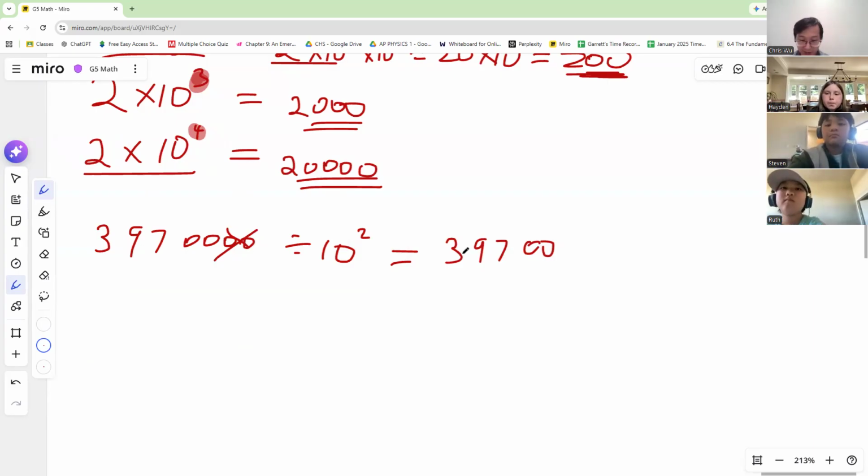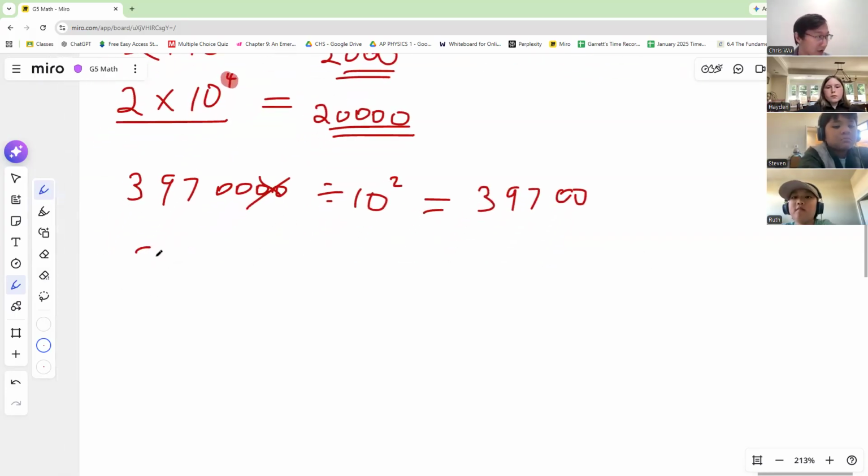Okay, so now we're gonna make things slightly more challenging. What if I have decimals? What if I have numbers that are not very nice looking? So let's see here. What if I have 3.14? I want to multiply it by 10 to the fifth power. What would happen? Well, let's think about what's actually going on.